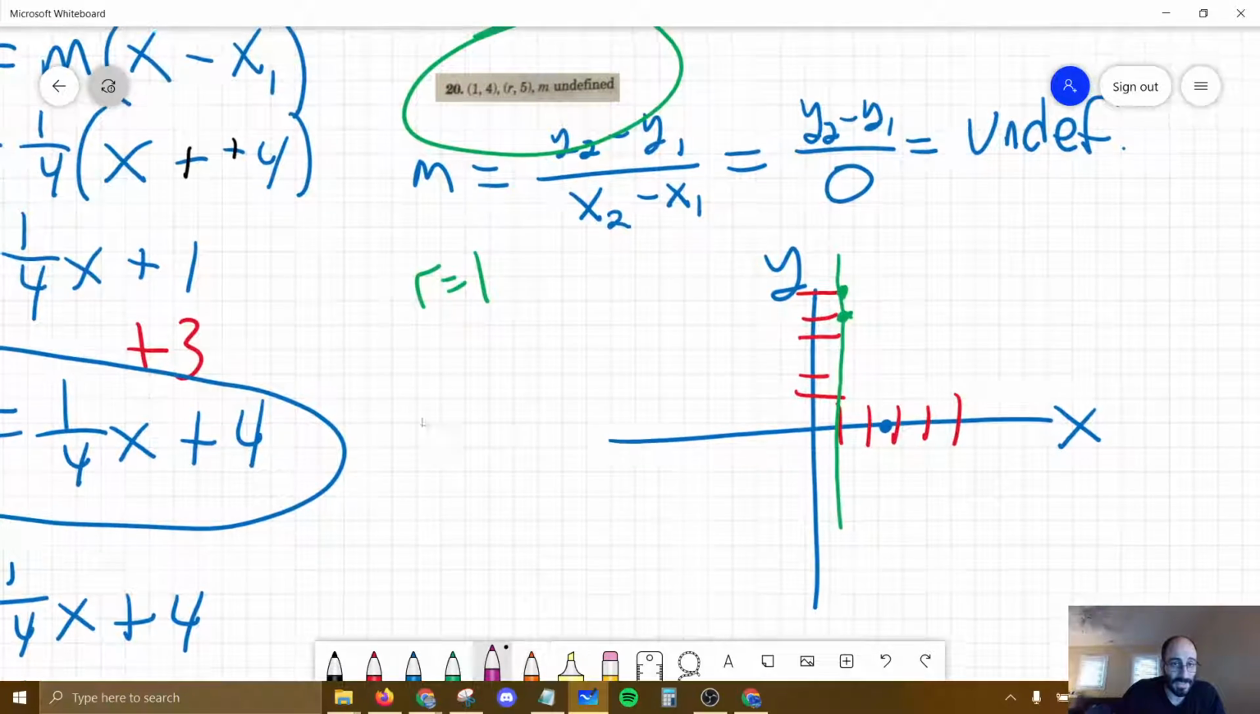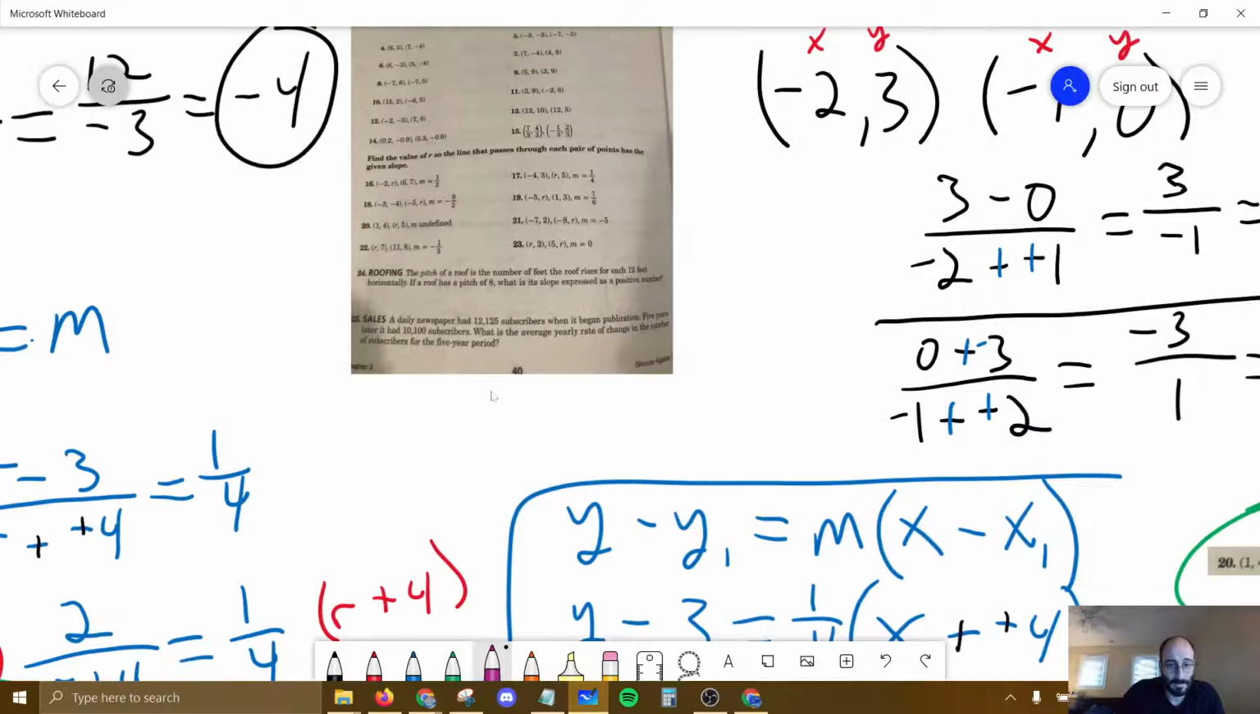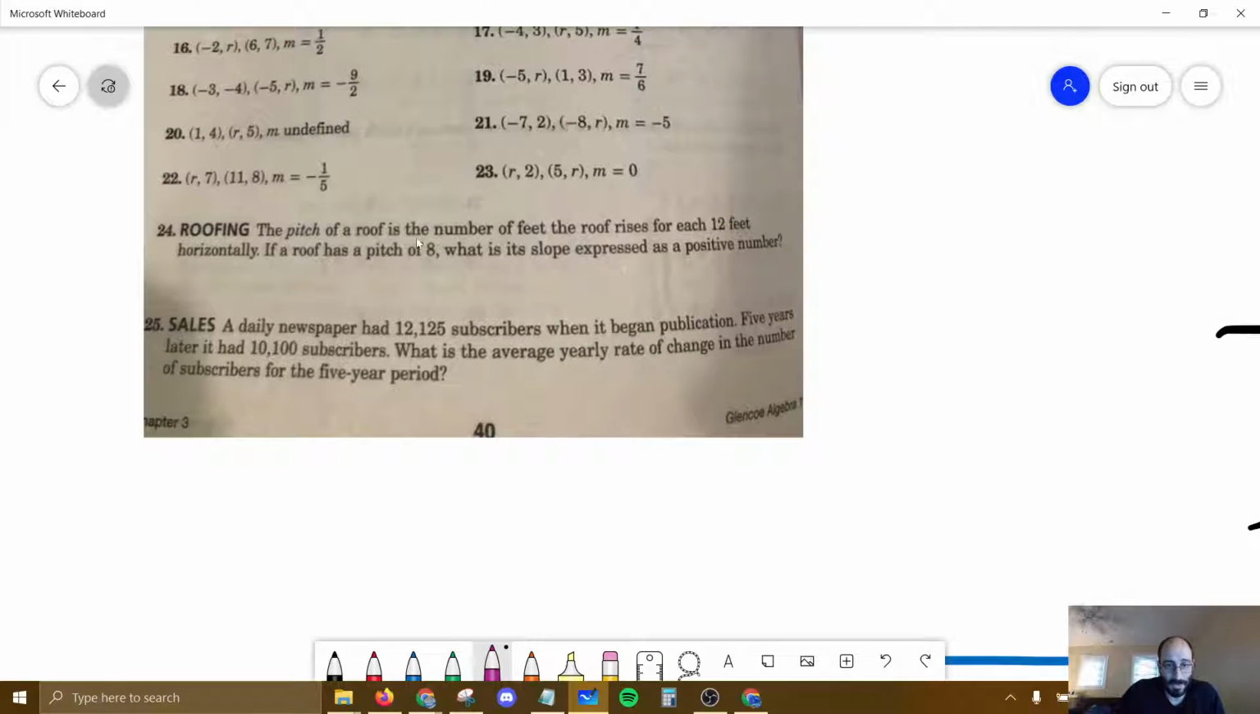And then finally, we got these word problems on here. The pitch of a roof is the number of feet the roof rises for each 12 feet horizontal. If a roof has a pitch of 8, what is the slope expressed as a positive number? So let's read that again. The pitch of a roof is the number of feet the roof rises for each 12 feet horizontally.